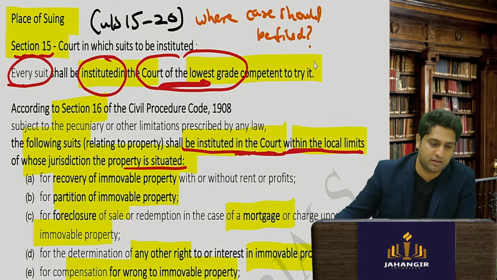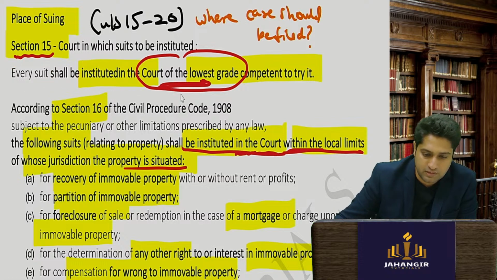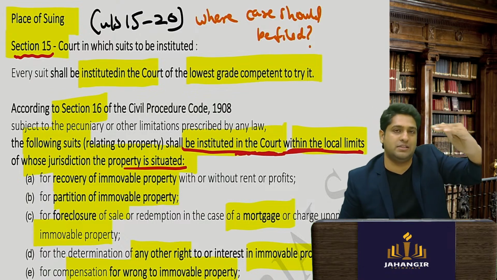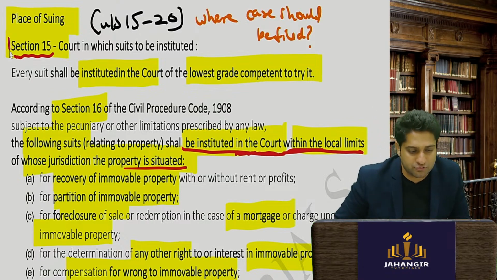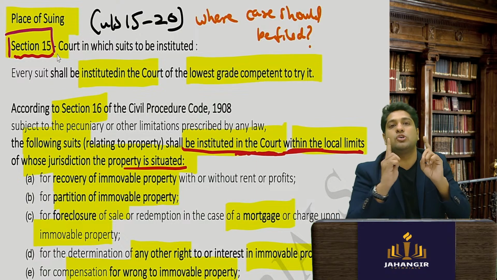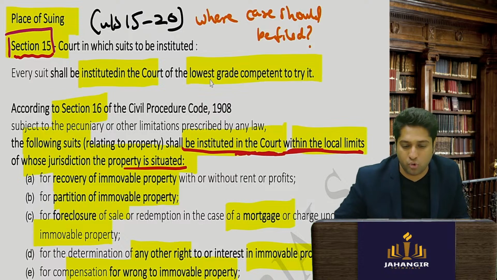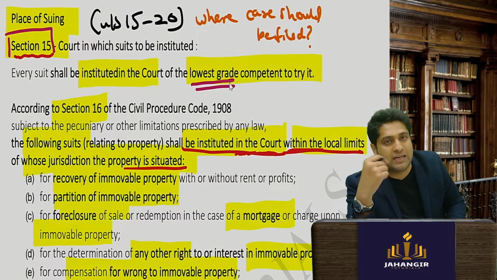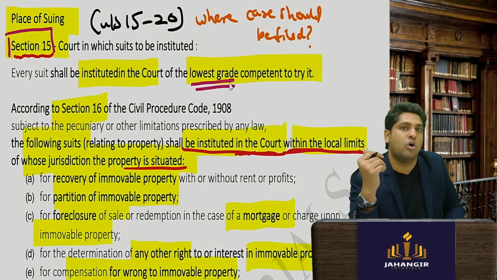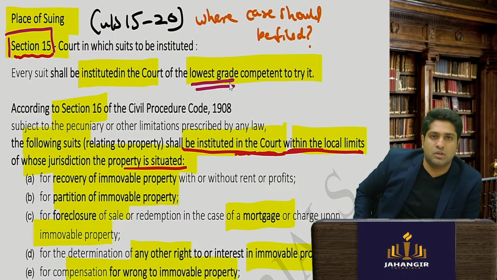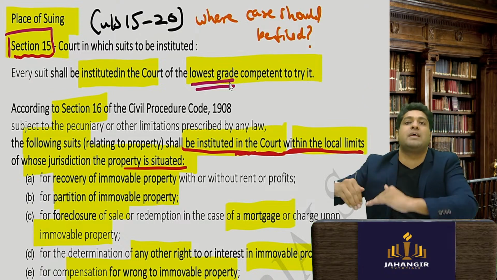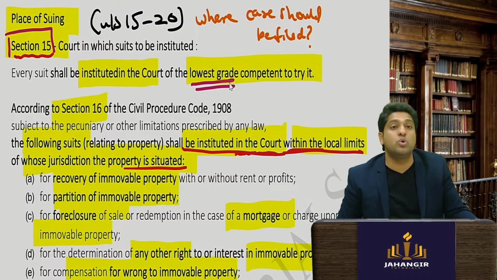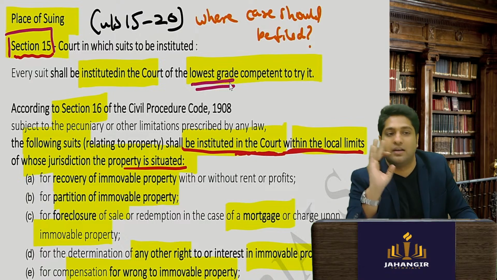Let's see each and every one. First, let's say there is a hierarchy given, first this court, then this court, then this court. According to section 15, you should always file the case first in the court of the lowest grade. Or will you go directly to the Supreme Court? They say no, normally you go to the lower court, from there is an appeal, then another appeal, and in the end you go to the Supreme Court. So a suit will always first be tried in the lowest grade.